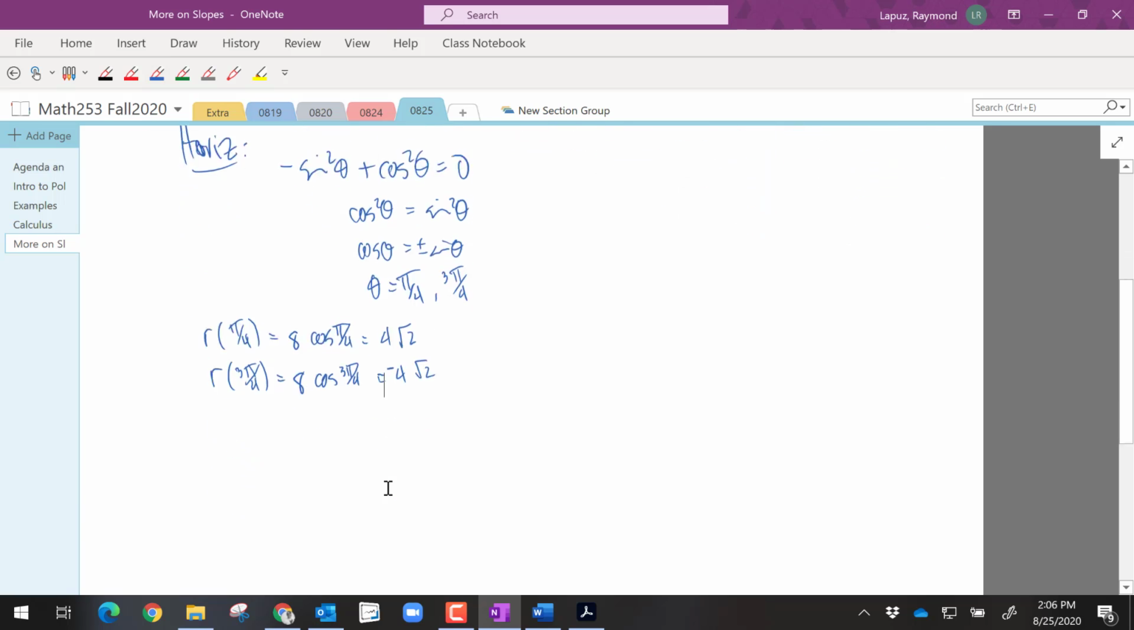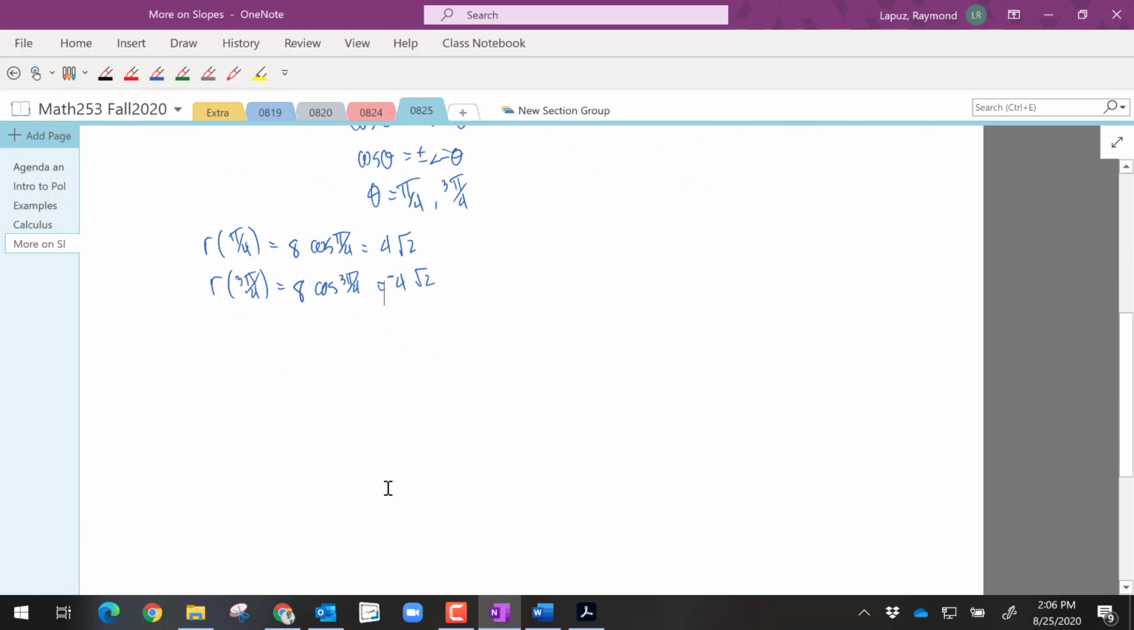Okay, so how would we see that in the graph? I think in the graph we have the radial. Let me fix up my graph a little bit.